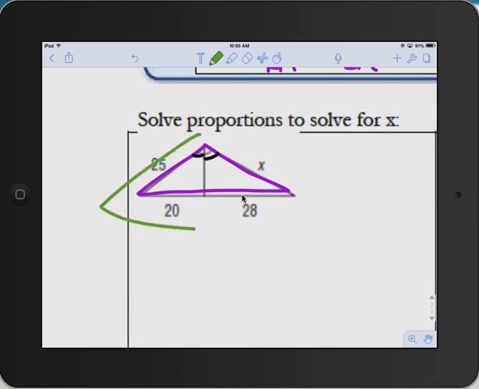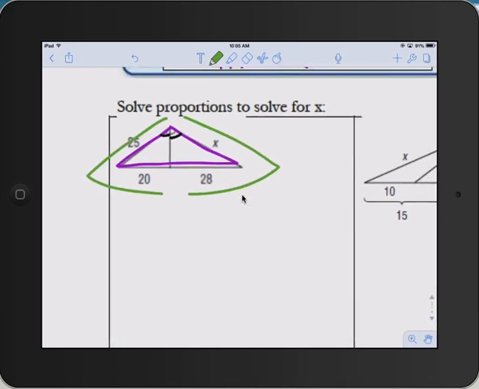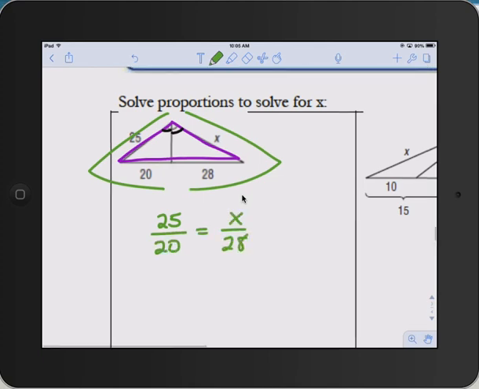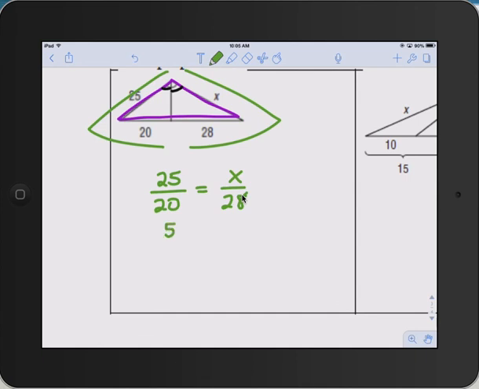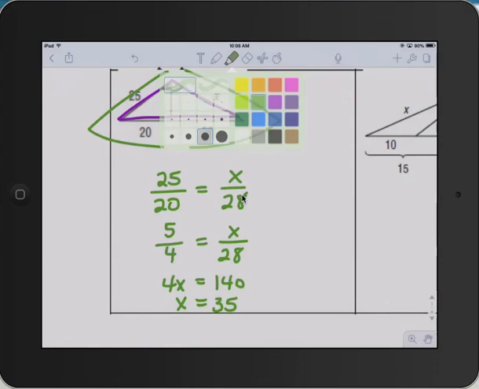So 25 to 20 and x to 28. 25 is to 20 as x is to 28. I'd probably go ahead and simplify that to get a 5, would be 5 to 4, equals x over 28. 4x equals, I don't know what 28 times 5 is, 140. Divide that by 4. You could divide it by 2 twice. 70 and then divide by 2 again would give you 35. That's the value of the missing segment length.